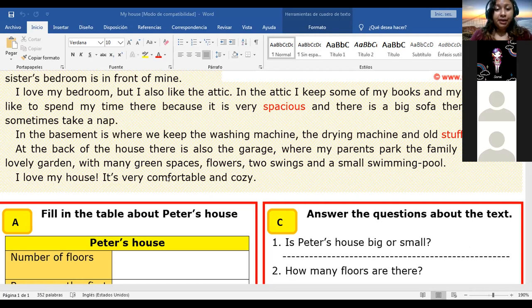I love my house. It's very, look at this word. Comfortable. Listen. Comfortable. Okay, check the chat. It's like this. So we say comfortable. One more time. Comfortable. Yes, very good. And cozy. Okay, good.